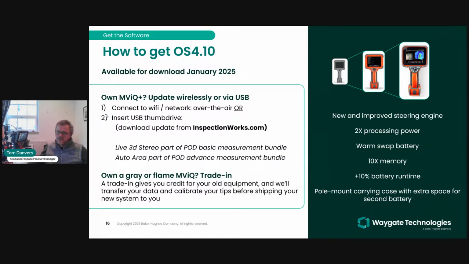The alternative to option 1 is to do it, should we say, using your USB thumb drive. So you do need to go manually into inspectionworks.com using your computer, and you download the file from your computer essentially down to a USB thumb drive. You insert the thumb drive into your MVIQ Plus, and the same will happen. It will recognize the file on your thumb drive, and you will press the button that I showed earlier, and it will manage the upgrade for you.